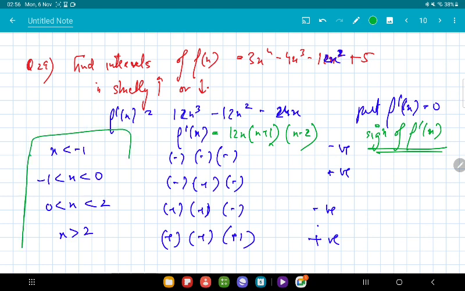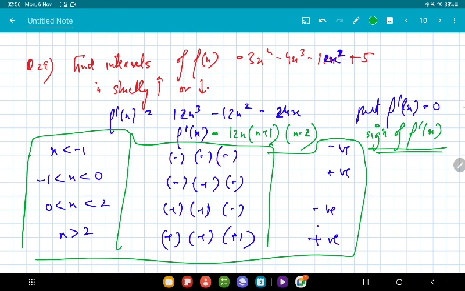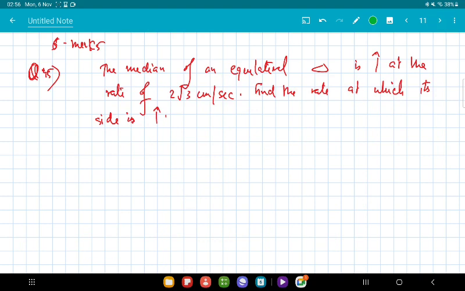You can show your answer through this table also. I hope you're understanding my approach. And is there any other question?